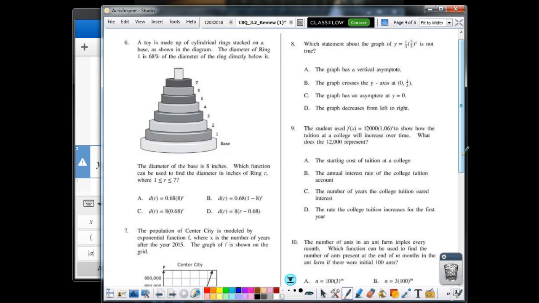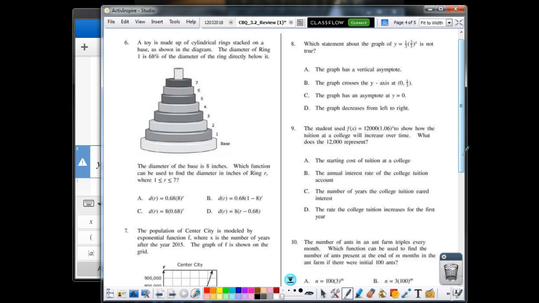Okay, so a toy is made up of cylindrical rings stacked on a base as shown in the diagram. The diameter of ring 1 is 68% of the diameter of the ring directly below it. The diameter of the base is 8 inches. Which function can be used to find the diameter in inches of ring R, where R is in between 1 and 7?